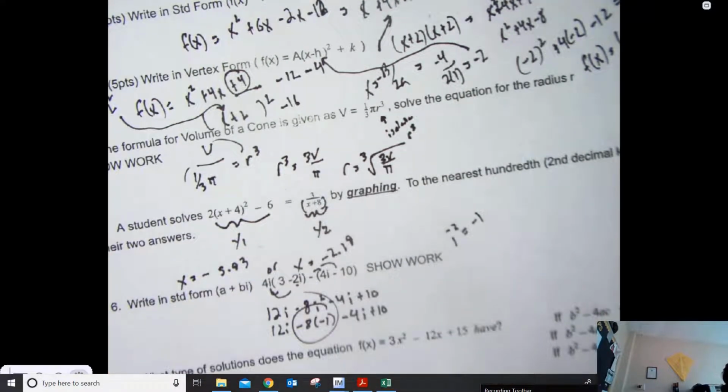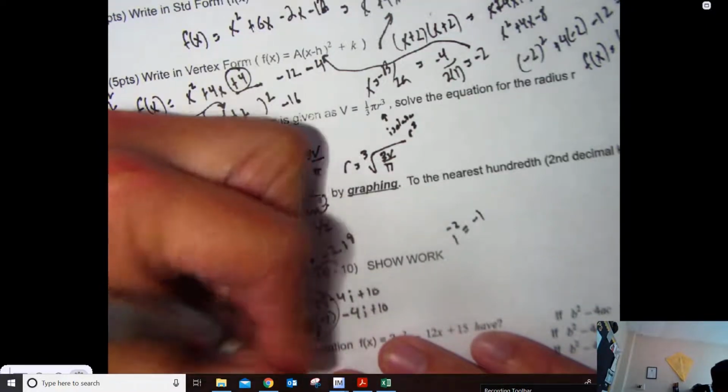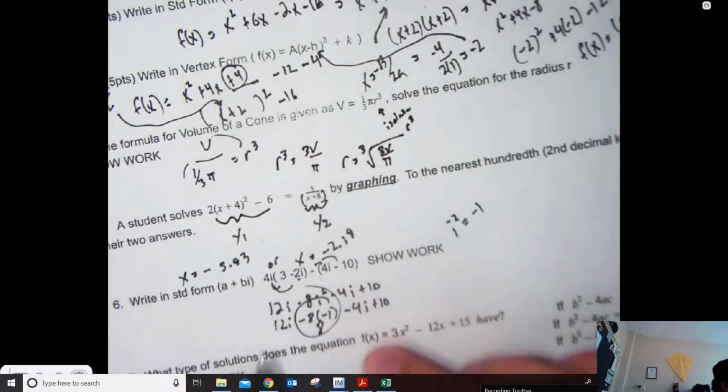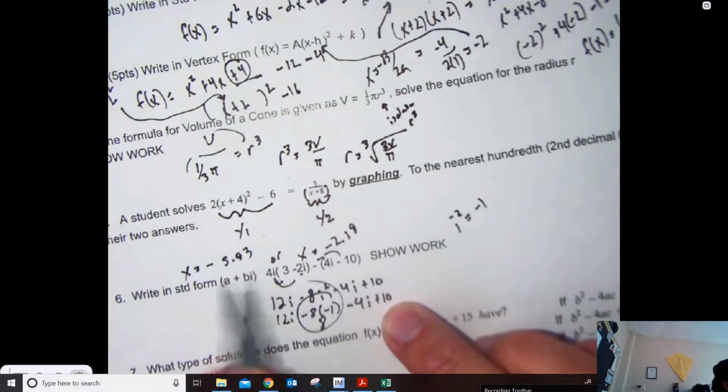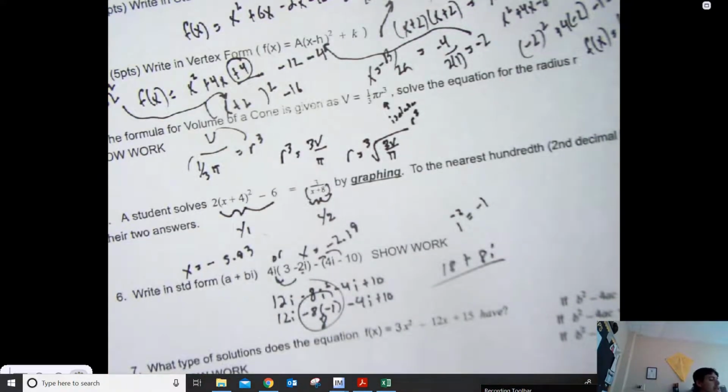Anyways, that negative 8i squared actually created positive 8. That's an 8. So I'll combine likes, a plus bi, real plus imaginary. 8 and 10 makes 18. And the imaginary is 12i minus 4i, 8i. That's 18 plus 8i.